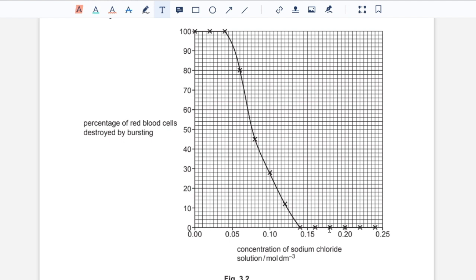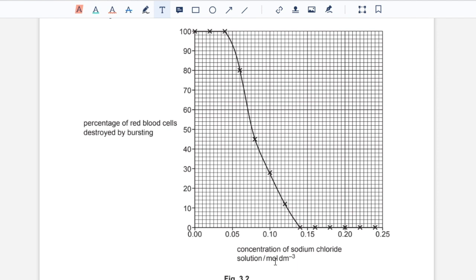Red blood cells burst when an excess amount of water moves into them, and this happens when the cells are placed into a solution that has a greater water potential than the cells themselves. By increasing the concentration of sodium chloride solution, the water potential of the solution that the cells are placed in decreases, and so water moves out of the red blood cells and into this solution. As this happens, the number of red blood cells that have excess water, or the cells that are going to burst, would decrease as you increase the concentration of sodium chloride. So that happens between 0.04 and 0.14 mol per dm³ of sodium chloride solution.